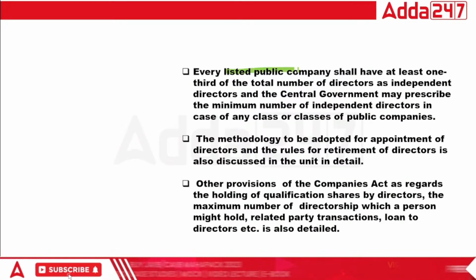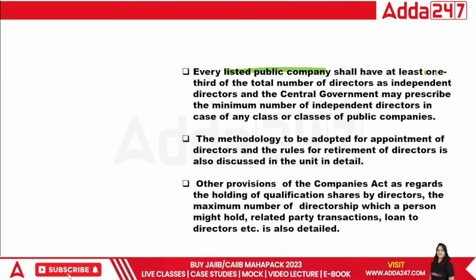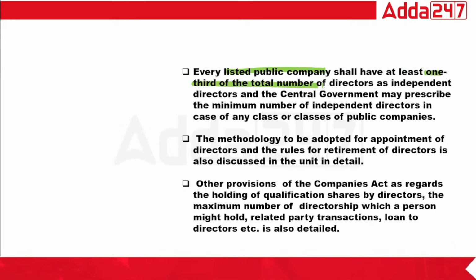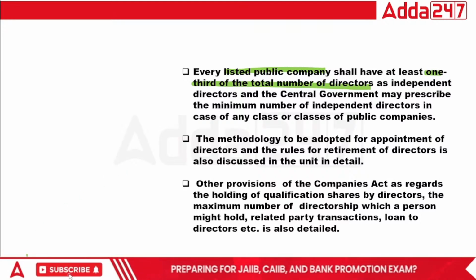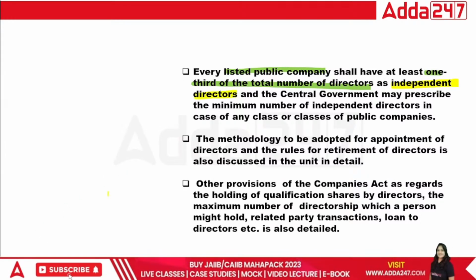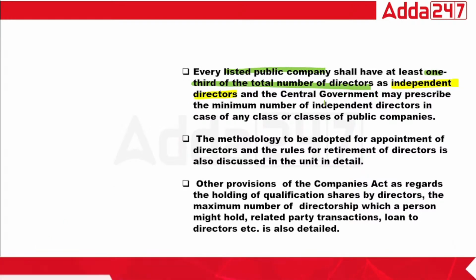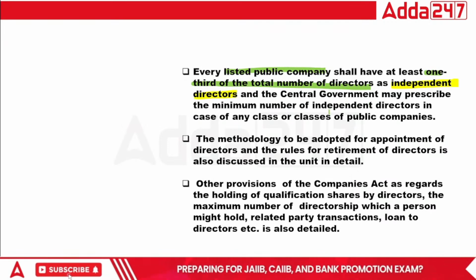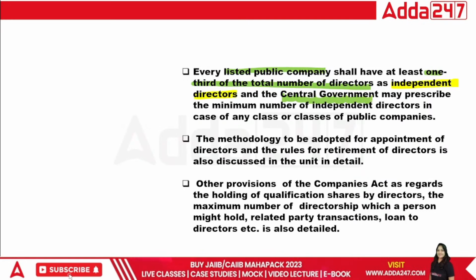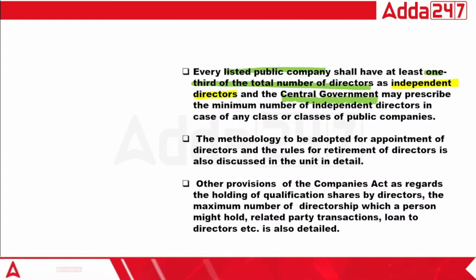Every listed public company shall have at least one-third of the total number of directors as independent directors. The central government may prescribe a minimum number of independent directors in the case of a class of public company. So who will decide? The central government. An independent director is one who does not work under the control of any other person.